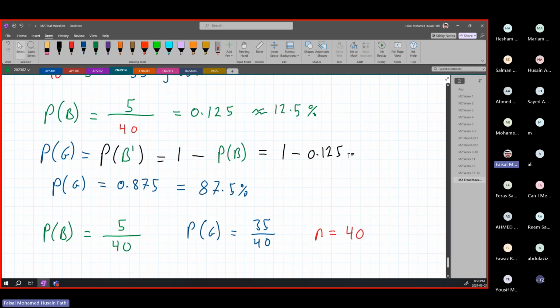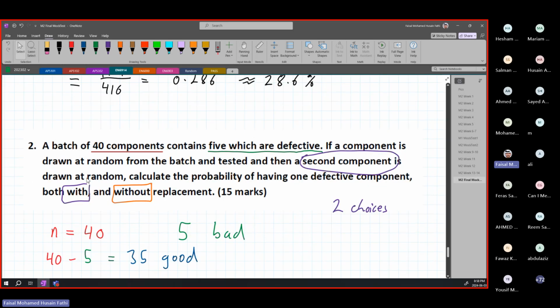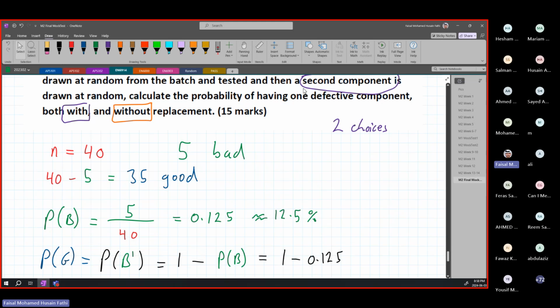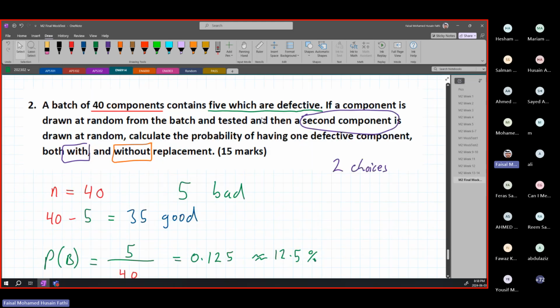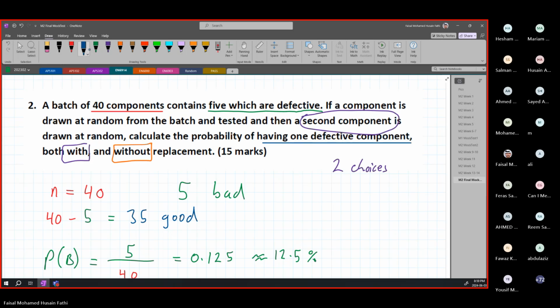was it saying only one or only defective components? Drawn at random, calculate the probability of having one defective component. All right. So it says one. It doesn't say only having one. It says having one. This is where the trick will come. All right. So the probability of having one defective component, honestly, I need to make sure what they mean by this. One defective component both with and without replacement. If the component is drawn from the batch and tested and the second component is drawn at random, calculate the probability of having one defective component.